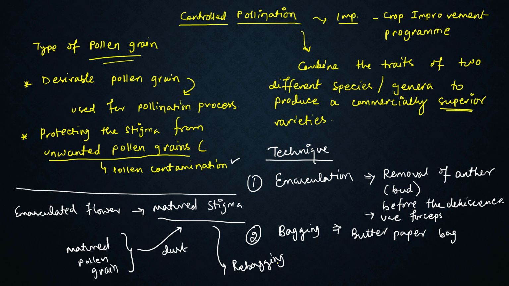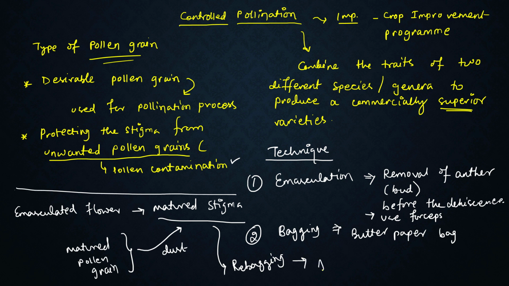Because again, after the matured stigma has been given the right pollen grain, we do not want any sort of pollen contamination, to ensure that they are being pollinated by the desired pollen grain. So this is, in short, the process of controlled pollination. And after the rebagging, we allow the post-fertilization process.